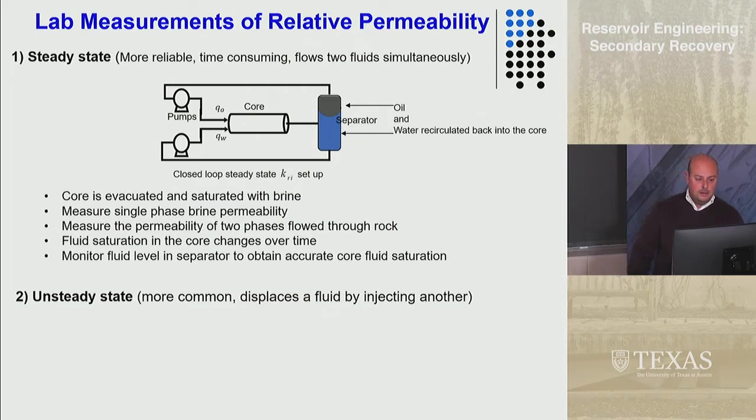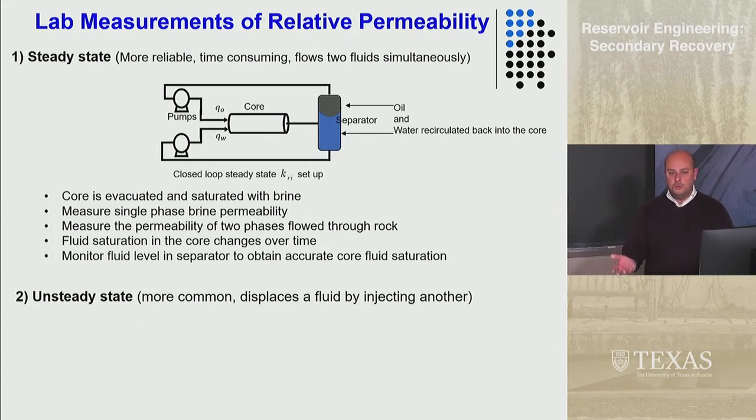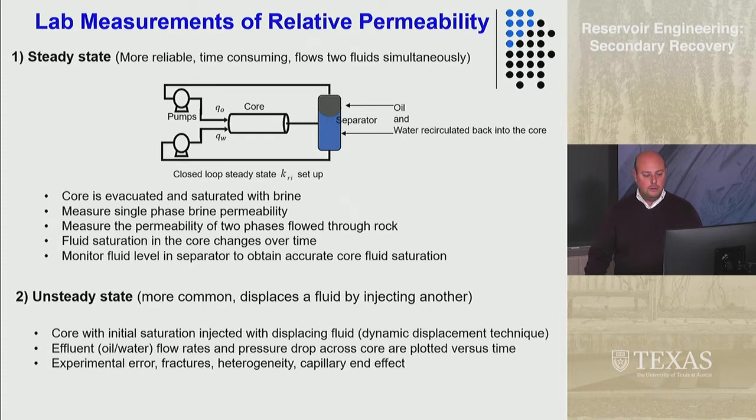The other technique is called the unsteady state method. In the unsteady state method, you have a core that's probably saturated with oil and irreducible water, so maybe something like 20% water, 80% oil. Then you inject water and it displaces that oil, and as time goes on, the water saturation will change with time, the pressure drop will change with time. You can back calculate relative permeability as a function of time or as a function of saturation. That's what makes it unsteady state, is that the relative permeability and everything is changing with time, and you collect all those points. That's faster and it's more common because it's really just one experiment.